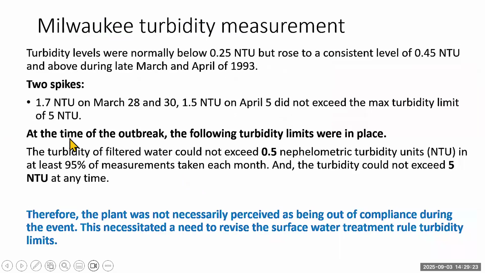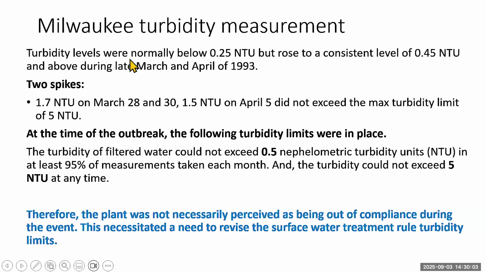Events like this lead to changes in EPA requirements. So the Milwaukee event resulted in the implementation of the Long Term 2 Enhanced Surface Water Treatment Rule in 2006. Similar things like this have caused changes. The issues that came out of Flint, Michigan, with lead and copper caused changes to the Lead and Copper Rule. So it's unfortunate when these things happen, but the hope is that we learn from them and we improve. Things are changing all the time.